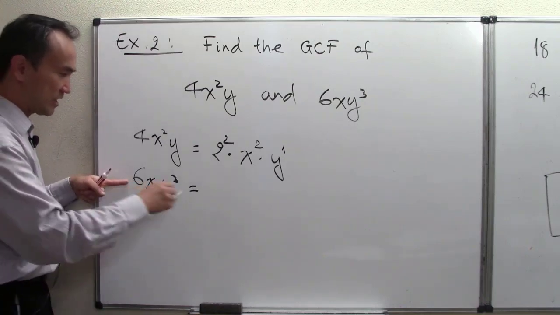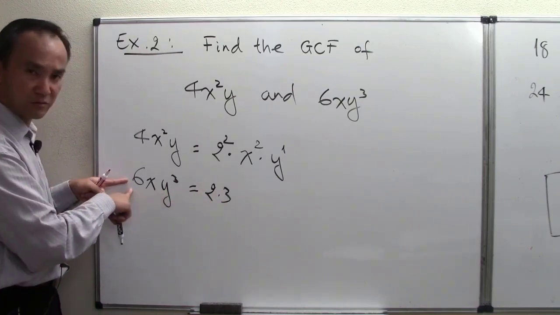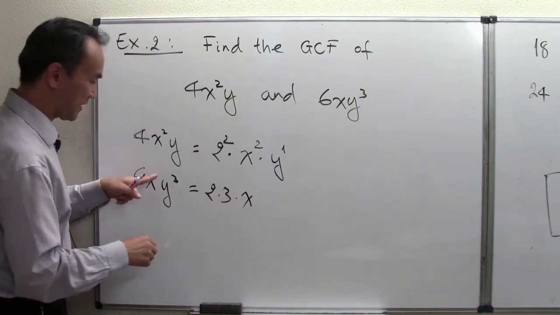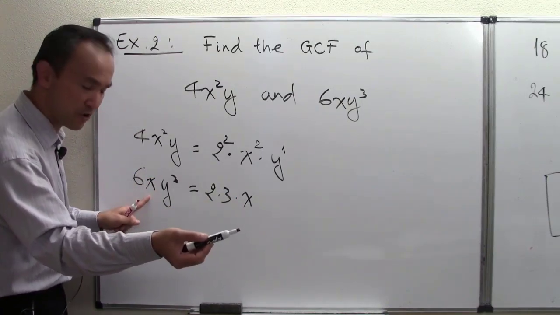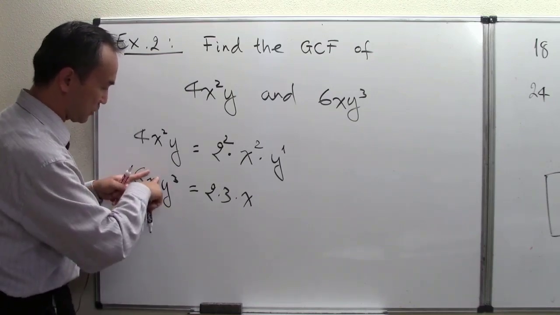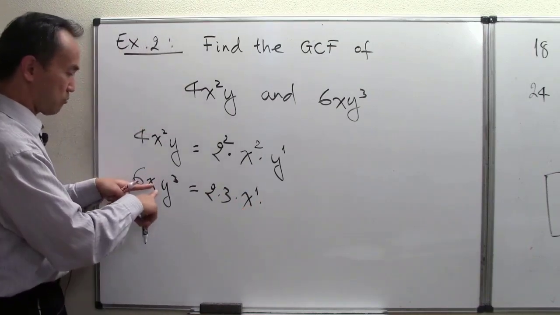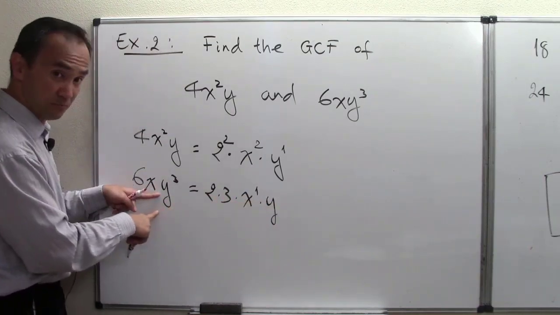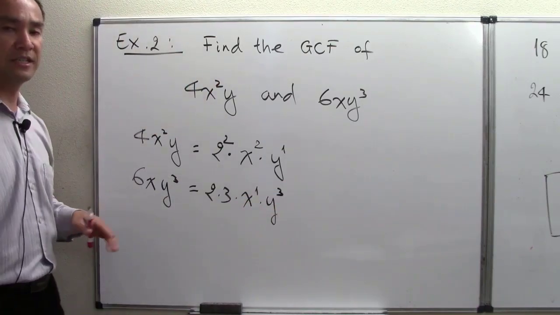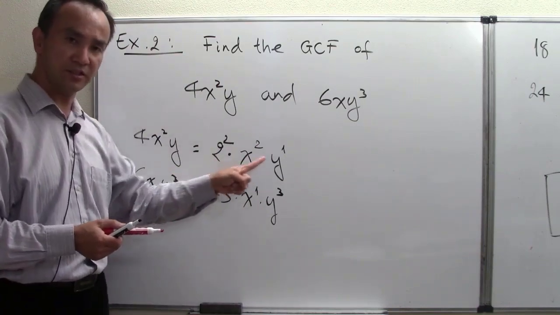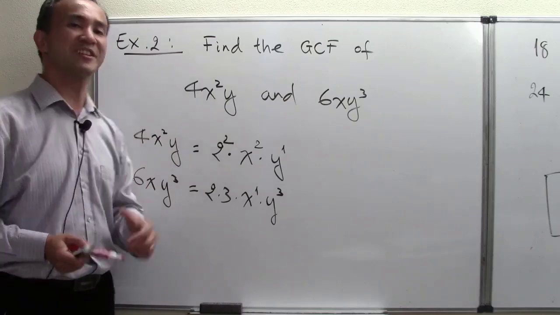Now for 6 times x y cubed, here's how I can do the prime factorization. 6 has 2 prime factors, 2 times 3. The product of 2 and 3 gives me 6, times x to the first power. Like I said, x is a variable, and we treat it as a prime number. No power indicated means first power, times y, another variable different from x, which we also see as a prime number, cubed. So these are the lists of prime factors in each of our expressions.